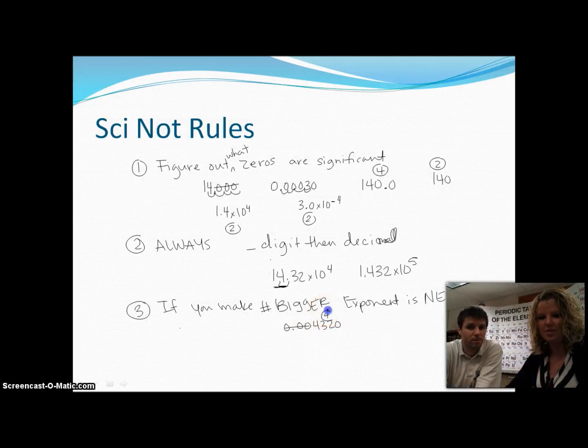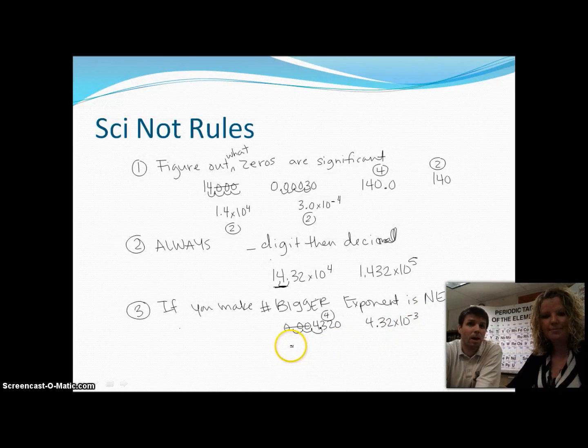So we can put this in scientific notation. We'd want to move the decimal 1, 2, 3. So there's one number, then the decimal. So we'd have 4.32 times 10. This number was very small. It was tiny, and we just made it a whole number, 4. So we've made it bigger, so your exponent has to be negative. So -3.